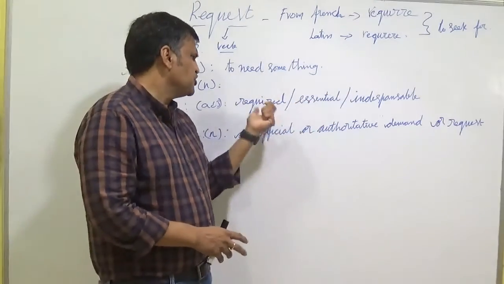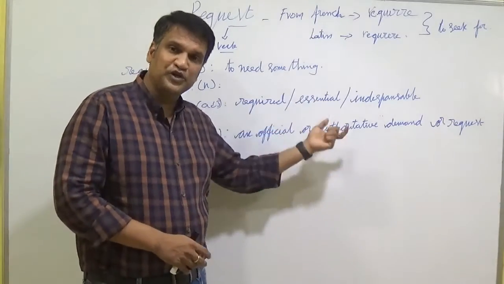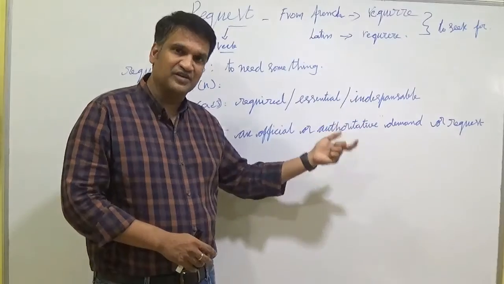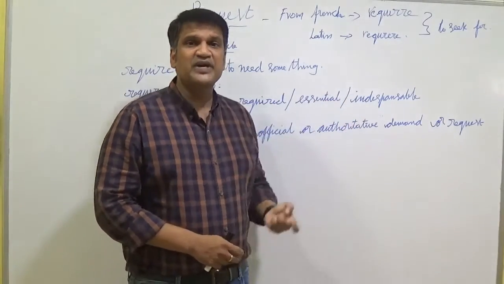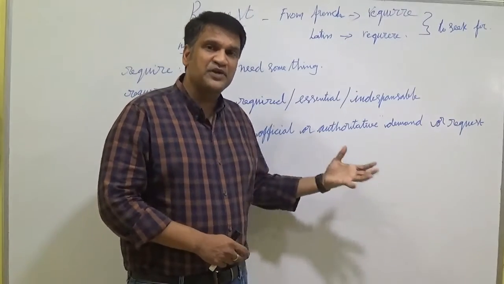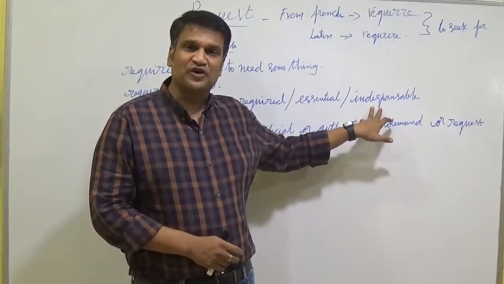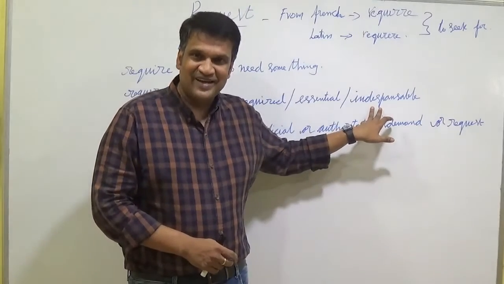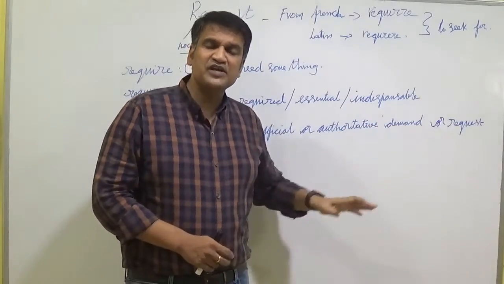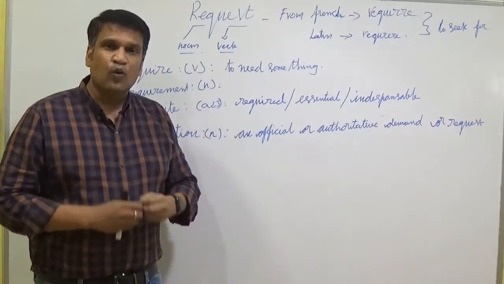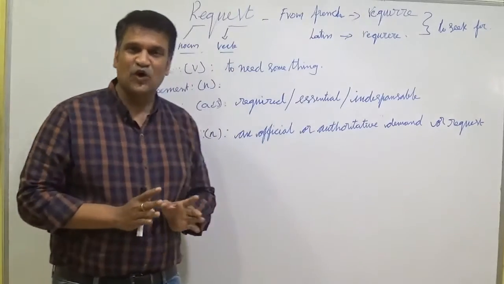So what is the meaning of required? We have already seen that, and we already know the meaning of essential. The third word is indispensable. It may appear to be a new word, but it is a very old word because it is the opposite of dispensable. What is the meaning of dispensable? Dispensable means which can be given out, which can be thrown away.